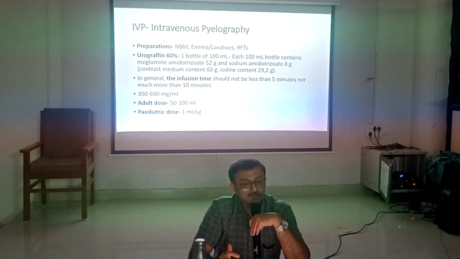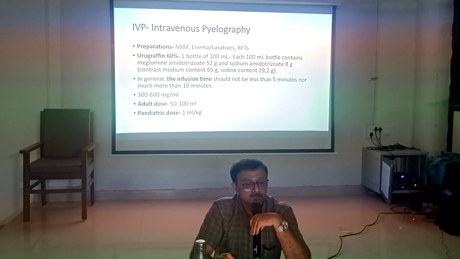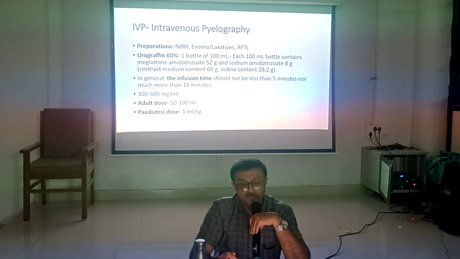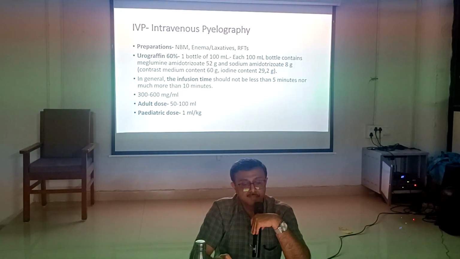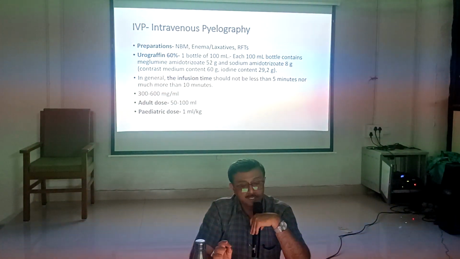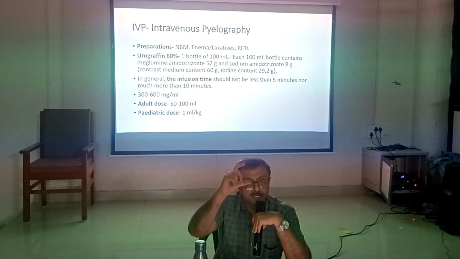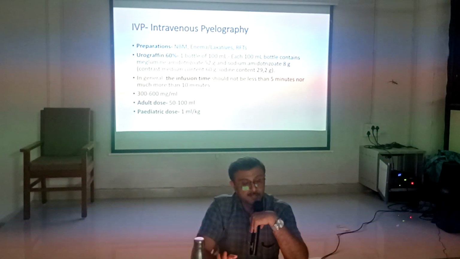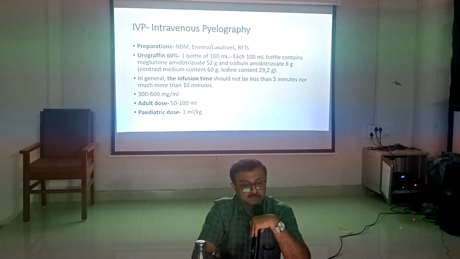Dye injected is urografin 60%. So one bottle of 100 ml. Each 100 ml bottle contains meglumine amidotrizoate 52 gram, sodium amidotrizoate 8 gram. Contrast medium contains 60 gram, iodine content 29 gram. Infusion time should not be less than 5 minutes, not much more than 10 minutes. Adult dose is 50 to 100 ml. Pediatric dose is 1 ml per kg.